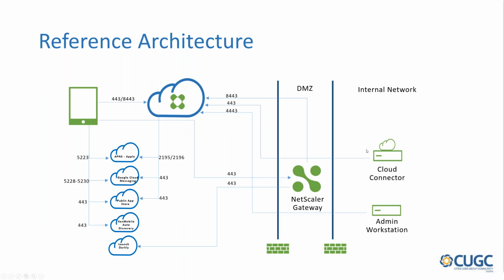So here is the typical reference architecture. On the internal network, you will have the cloud connector as well as an admin workstation. You may or may not have a NetScaler Gateway in the DMZ. The NetScaler Gateway is needed if you want the micro VPN between the device and the internal resources for secure apps. After that, all the other components are based in the cloud. So you can see that there are not a lot of connections and firewall rules needed to accomplish that.